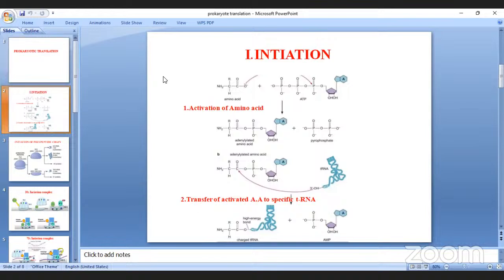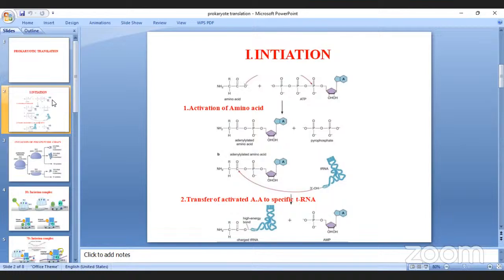So the stages here are also the same: initiation, elongation of the polypeptide chain, peptide bond formation, and termination. But initiation has sub-stages also, which are not given in our book. Write down initiation clearly. Do you have a pen or paper? Yes, sir. Right.